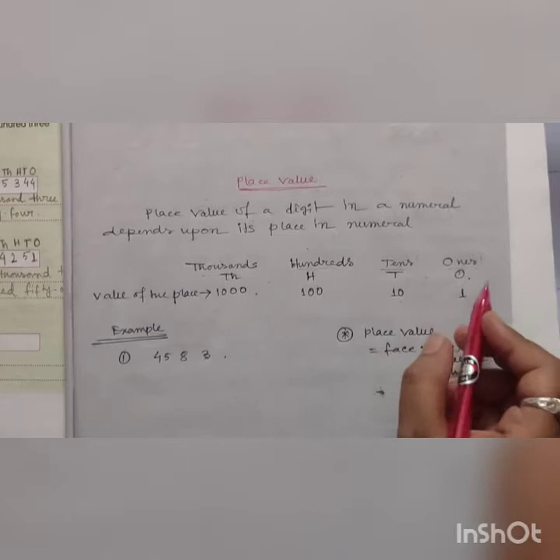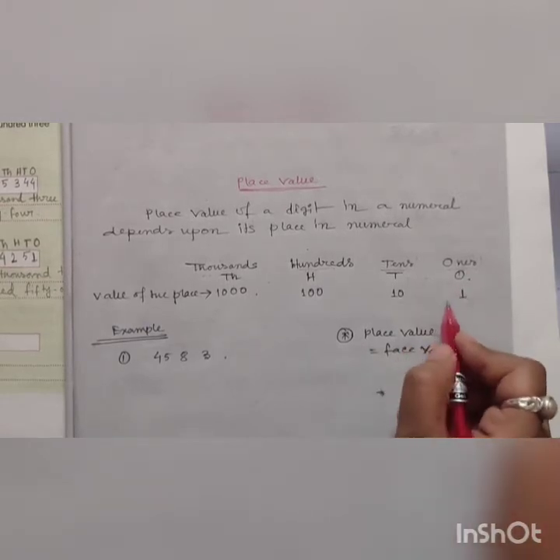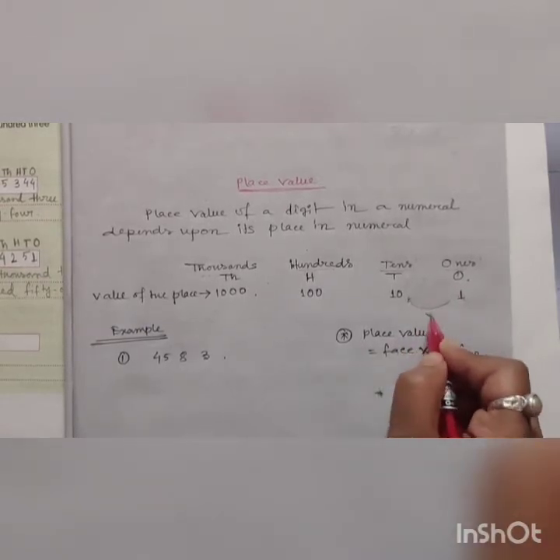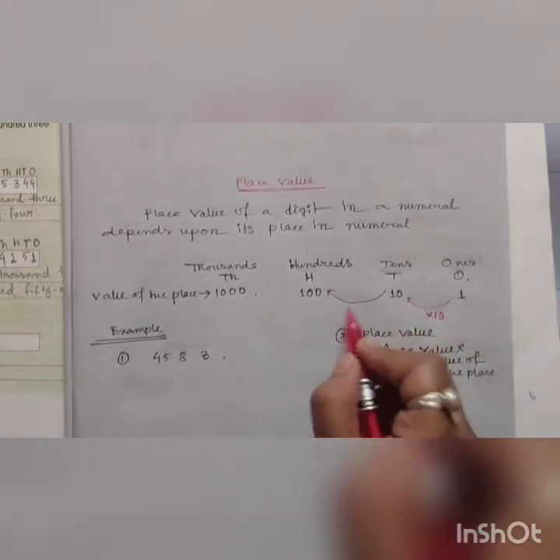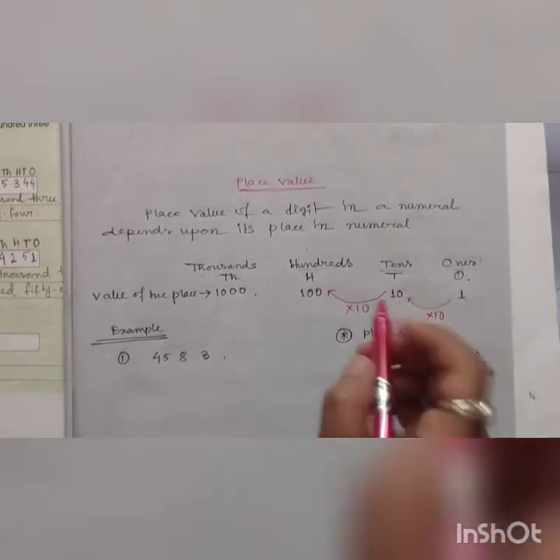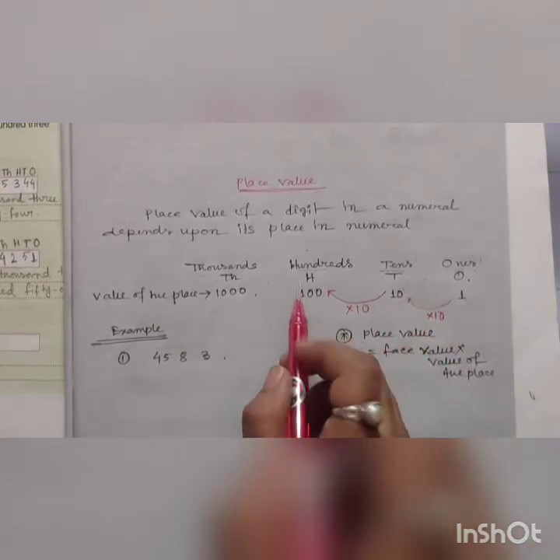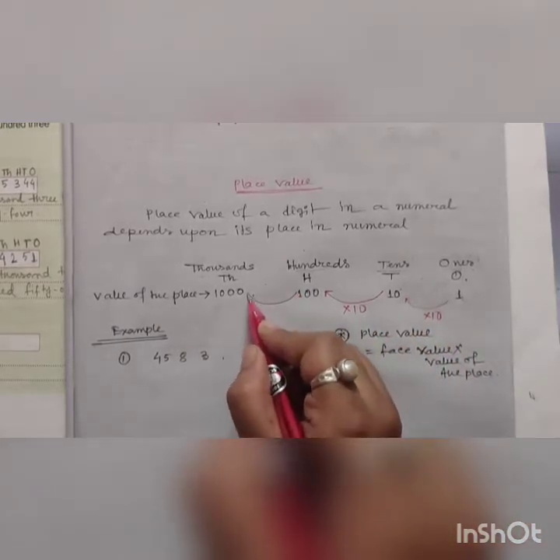So when we will go from ones to tens, we will multiply by 10, and then when we will go from tens to hundreds, we will multiply by 10, 10 tens are 100, and then if we will multiply 100 by 10, we will get the thousands.